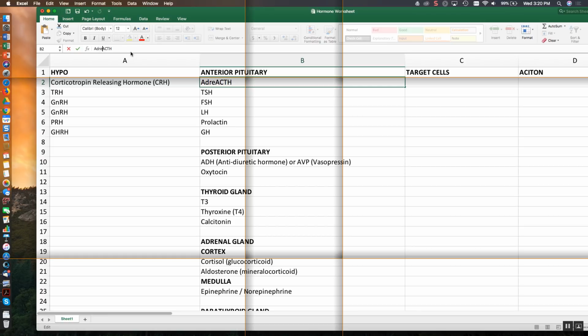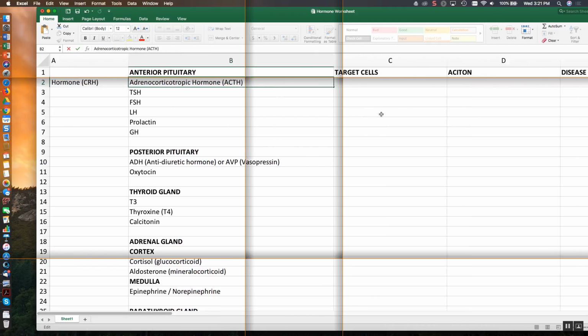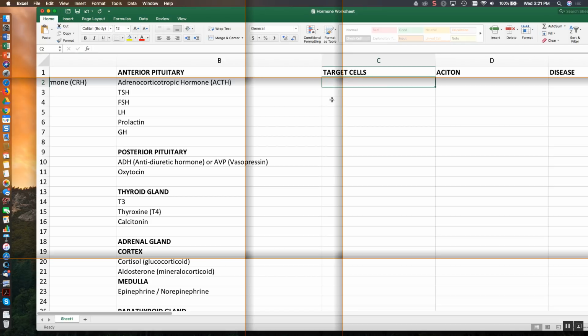Adrenocorticotropic hormone, or ACTH. Anybody remember where this goes? Yes, adrenal gland. Adrenal gland, specifically, is it the cortex or the medulla? Cortex, yeah. Cortex region. Okay, so what is its action?